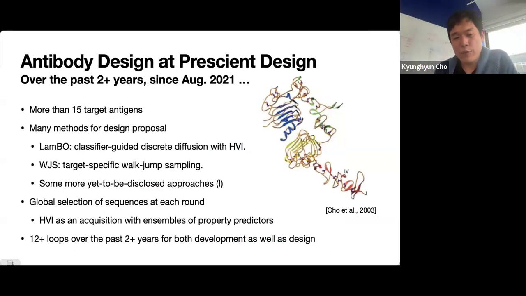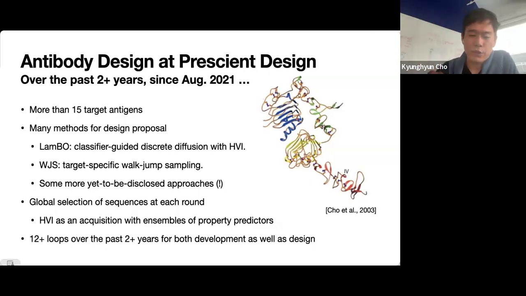Because what we are trying to build is not just a therapeutic antibody, but a platform from which we can design therapeutic antibodies over and over, we've been working with more than 15 target antigens. We've been working with many different methods that have all been integrated into this lab-in-the-loop platform. I showed you Lambo, the classifier-guided discrete diffusion with hypervolume improvement. I told you about the target-specific walk-jump sampler, but there are quite a lot more methods that are yet to be disclosed. All these methods produce sequences that go into the global selection by the black box optimization algorithm, and only a small subset will be selected at each round to go to the lab.